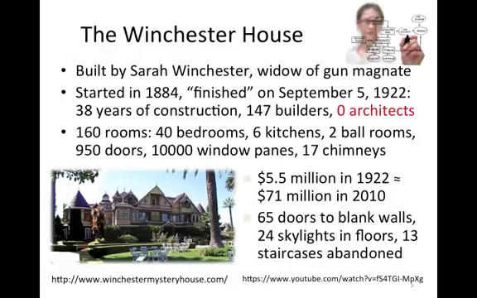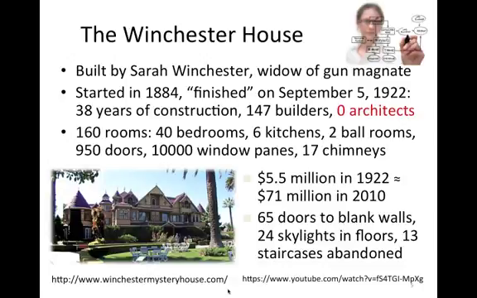One of the most famous examples of architecture is this house called the Winchester House. It's in Southern California, often called the Mystery House. It was built by a woman named Sarah Winchester, who was the widow of the gun manufacturer. She started building this house in 1884, and it was finished in 1922. You can see from the picture that it really is quite an impressive structure.